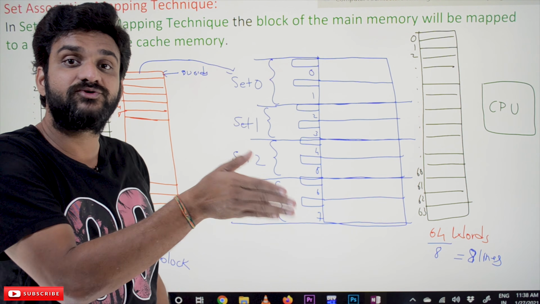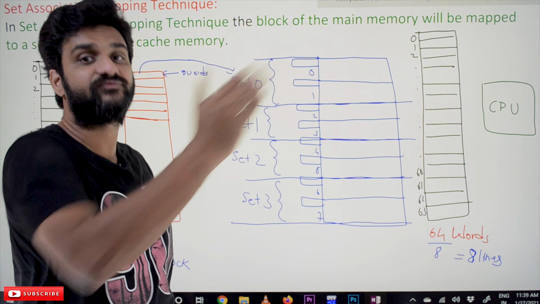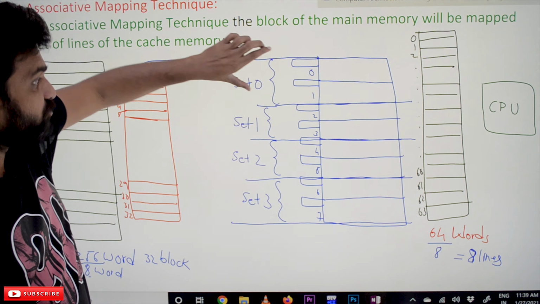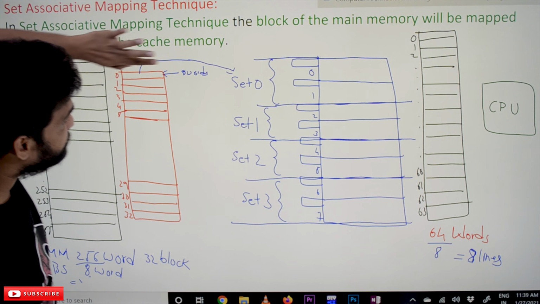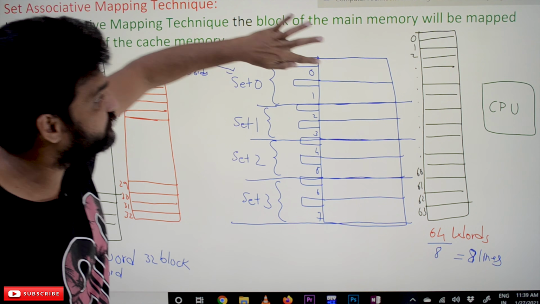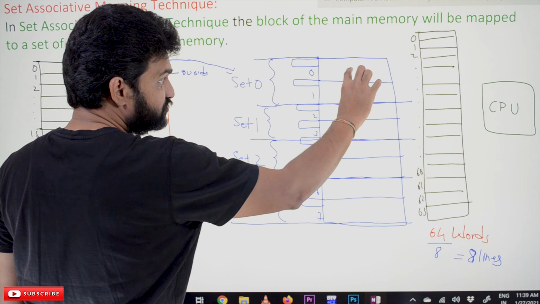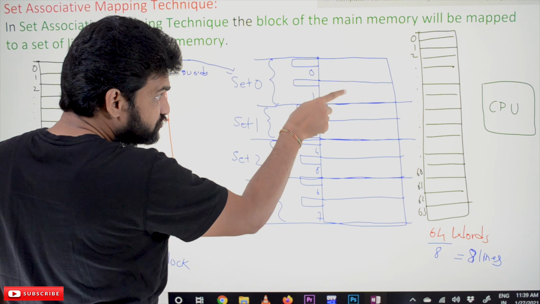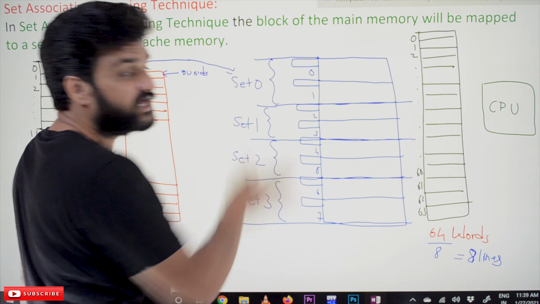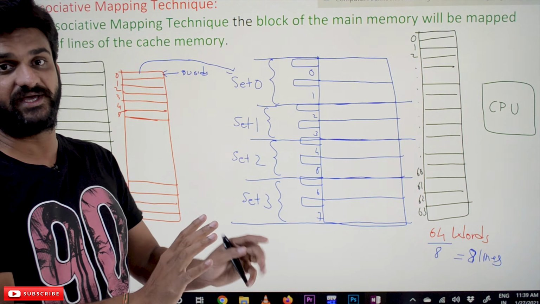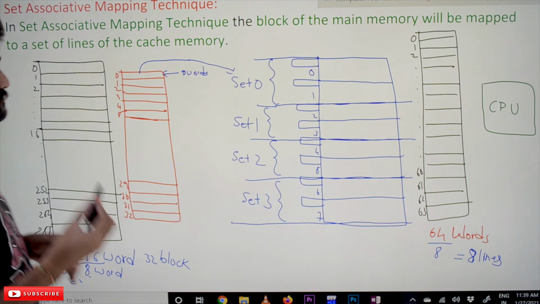In the associative mapping, we can map to any line of the cache memory. Here, every word can be mapped to a set, and within this set we can map to any of the lines. So this set consists of these two lines, and within these two lines we can map to any line. That is what we call set associative mapping.